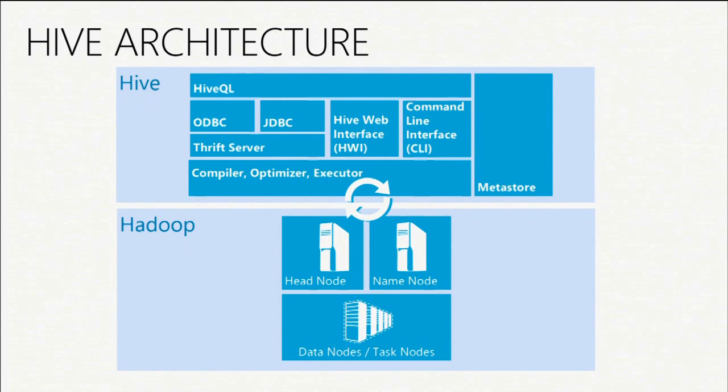But you'll see at the very bottom, we've got, of course, a compiler, an optimizer, an executor. That's what's actually working with the code and running it, generating that MapReduce, and executing it on your Hadoop cluster. Above that, we've got support for ODBC and JDBC. There's a web interface and a command line interface. There's a metastore, of course; if you're familiar with HCatalog, you probably know what that is. And then, of course, HiveQL, which is the language that we can use. It's very, very close to almost any other SQL language that you've used in the past.